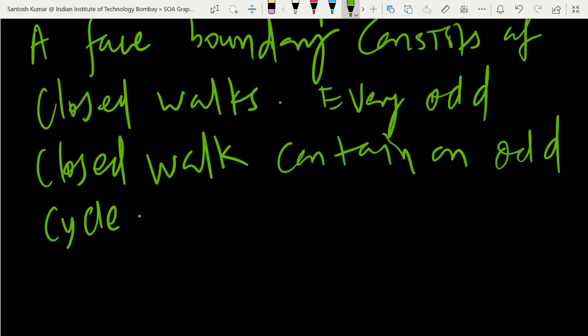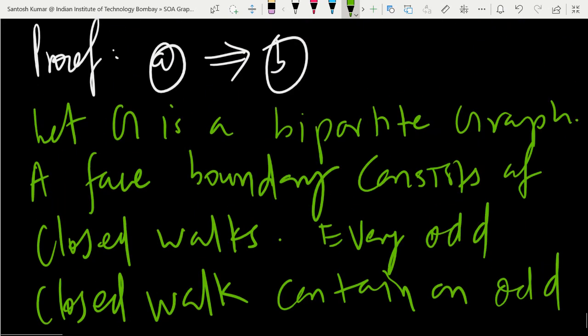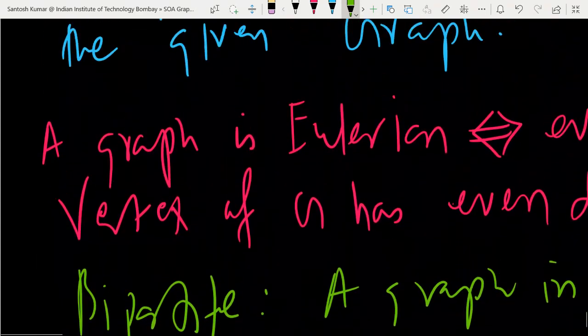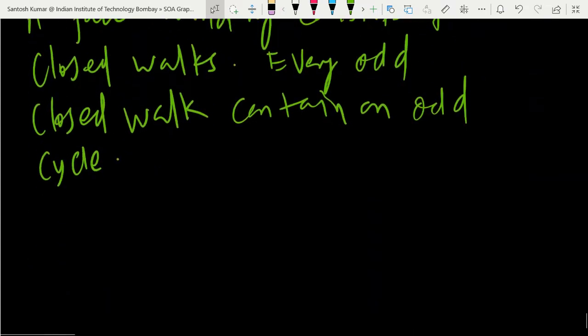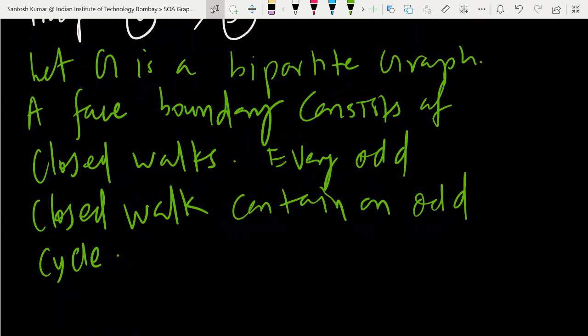But what do you know about a bipartite graph? It will never contain an odd cycle. If G is a bipartite graph, then G will always contain only even cycles. So every odd closed walk contains an odd cycle.